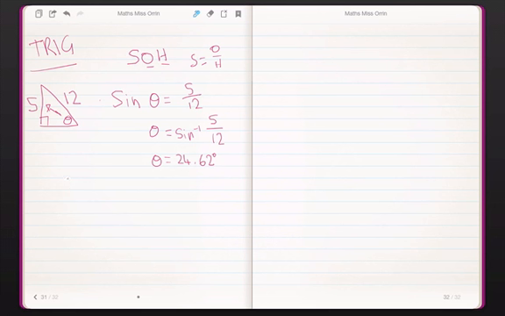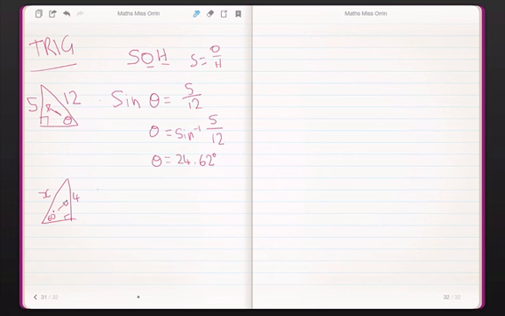Now let's have a go at finding an unknown side. So we'll draw another triangle. So let's say we have a triangle like this and we know that, well, let's say the hypotenuse is the unknown this time. We'll call this one 4 and we'll make this angle 60 degrees, okay? So once again, what do we know? Well, we know the opposite.